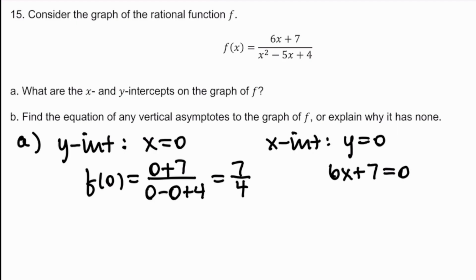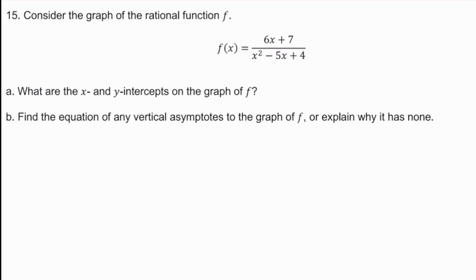Okay, I can see that the denominator is going to be factorable, and I can also see that the zero of the numerator is going to be a fraction. So I know that this zero of the numerator is going to be a real x-intercept. It's not going to be like a hole in the graph or anything. So 6x equals -7. Divided by 6, and x will be -7/6. Okay, and that would be the x-intercept: x equals -7/6, y equals 0.